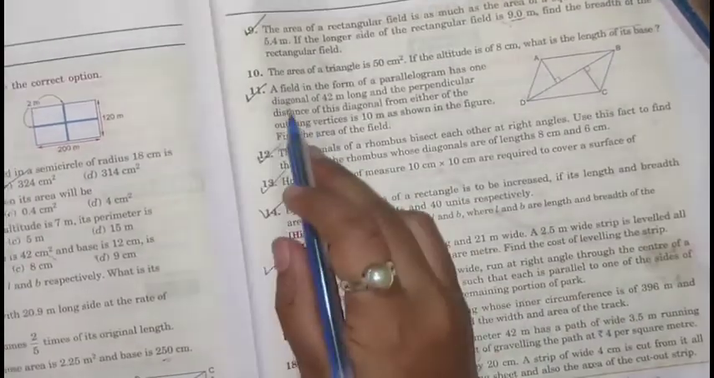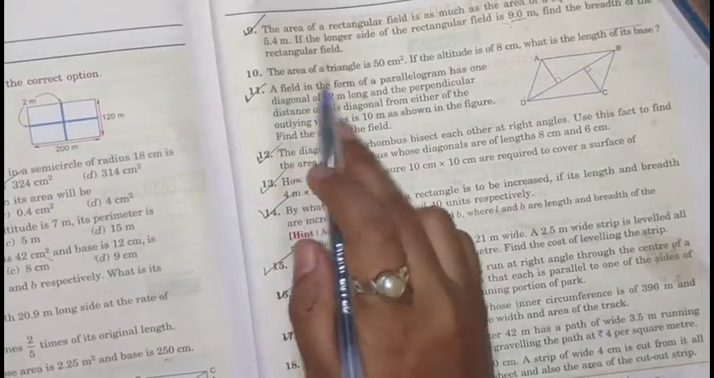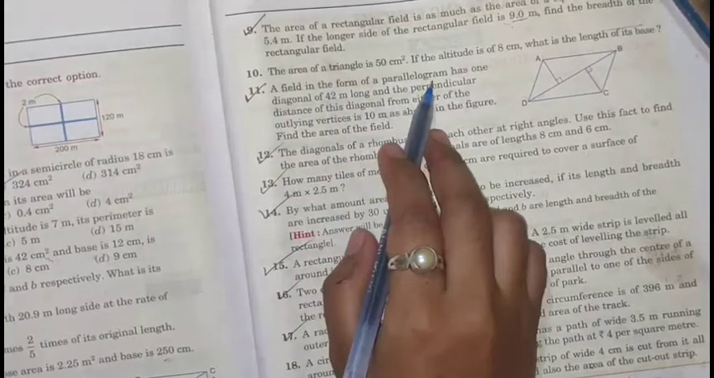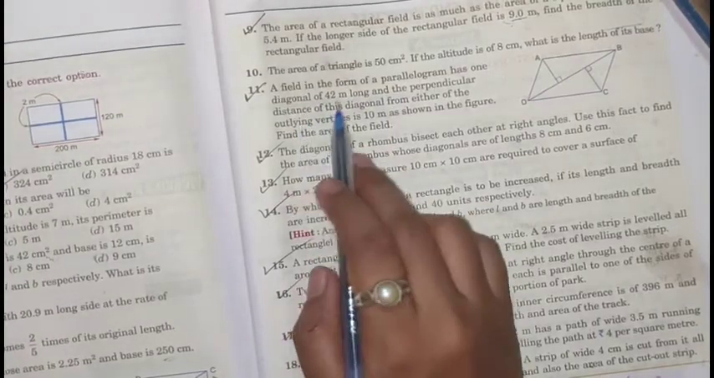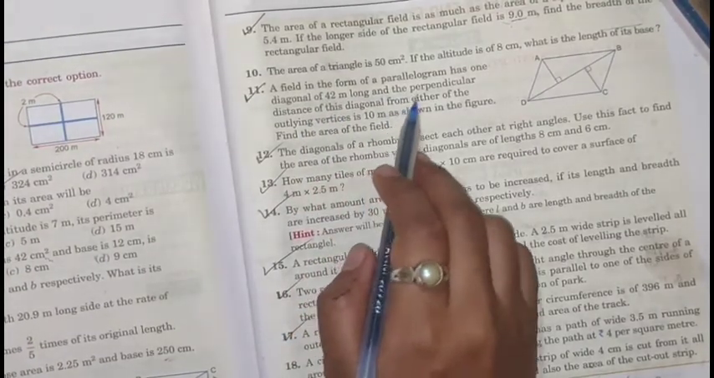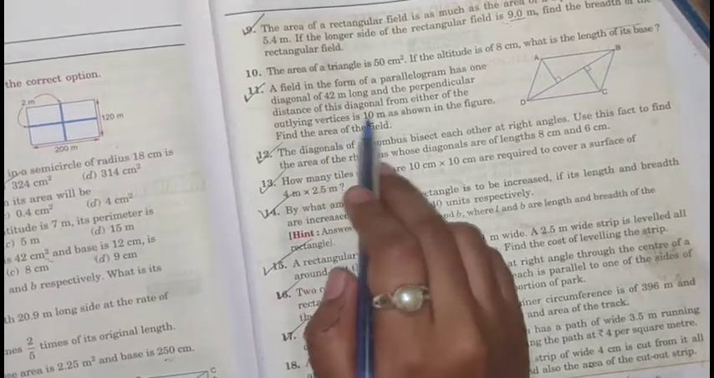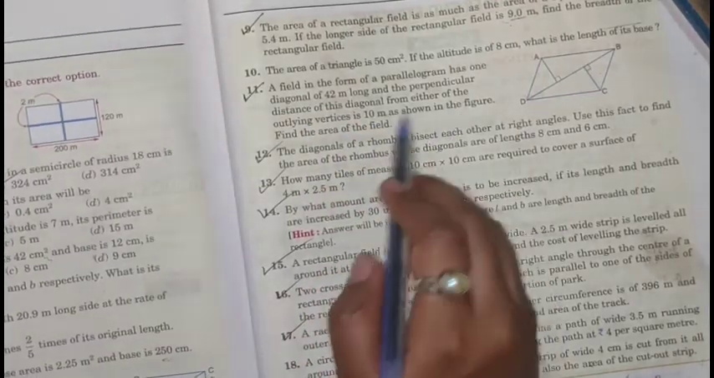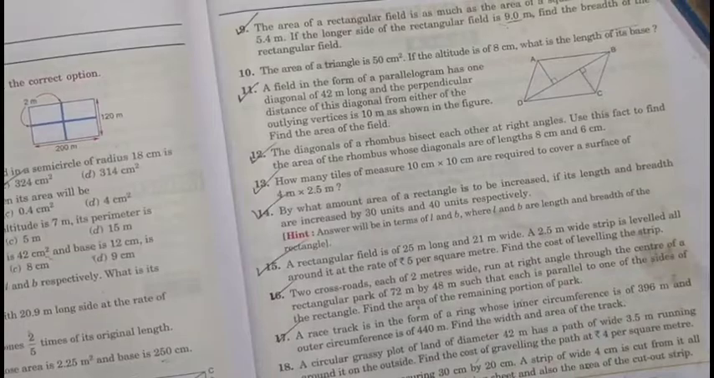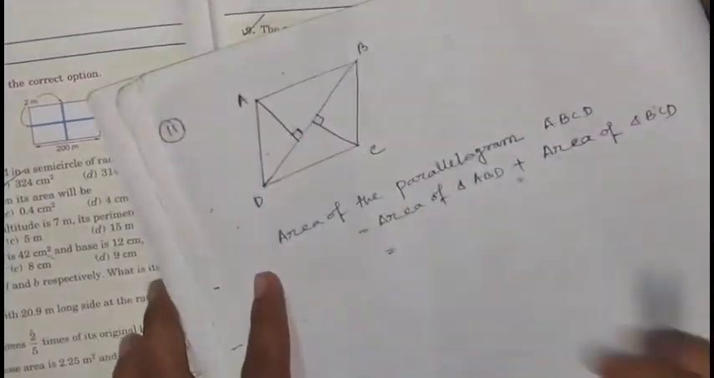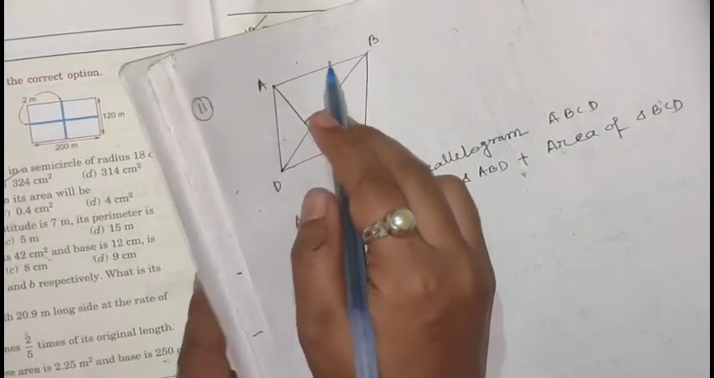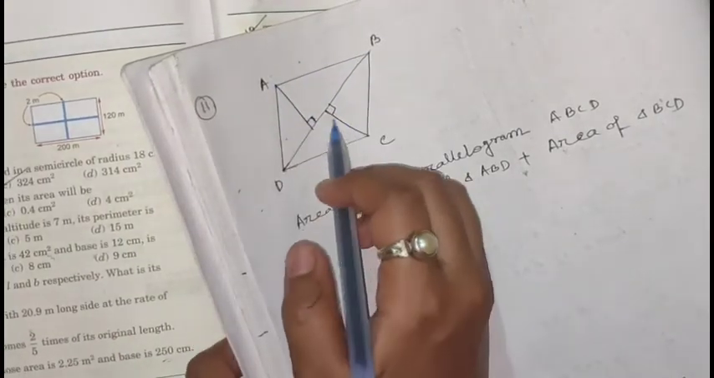Now everyone look at this question, question number 11. A field in the form of a parallelogram has one diagonal of 42 meter long and the perpendicular distance of this diagonal from either of the outlying vertices is 10 meter. As shown in the figure, find the area of the field. A field in the form of a parallelogram. This is the parallelogram field.